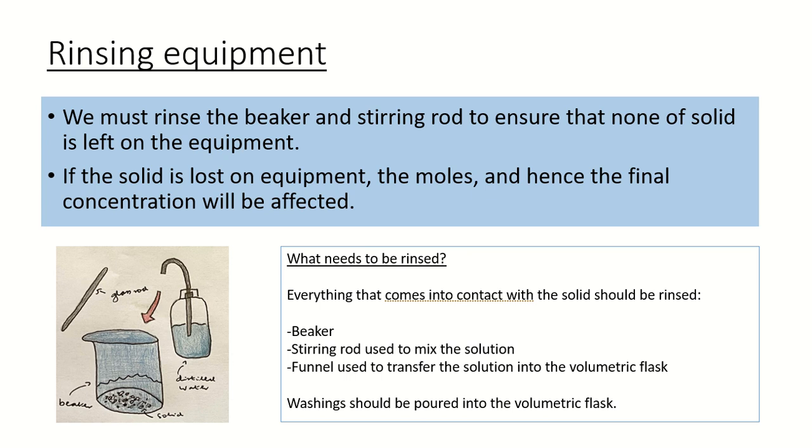volumetric flask. What are we going to rinse? We're going to rinse the beaker, we're going to rinse the glass rod, and we're also probably going to have to rinse that funnel if we use one to transfer the solution from the beaker into the flask. And like I said, the washing should be poured into the volumetric flask. It's kind of a way of making sure that nothing is left behind and we don't lose any of that solid that we initially measured out.